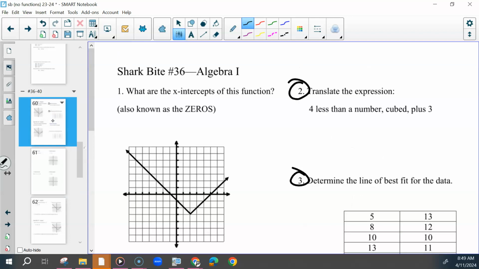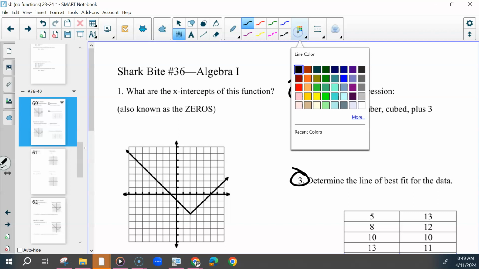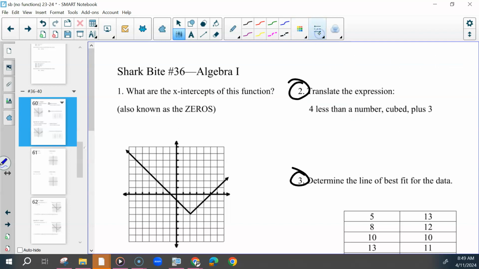So with number 2, remember that translating is not something you can do in Desmos. That is something you have to know how to do. So to translate this expression, 4 less than a number, cubed plus 3, there are 3 operations that you need to include. The 4 less than a number is going to be at the end of this part.